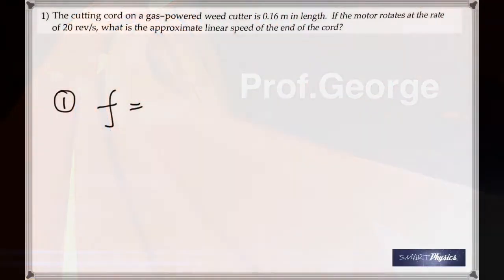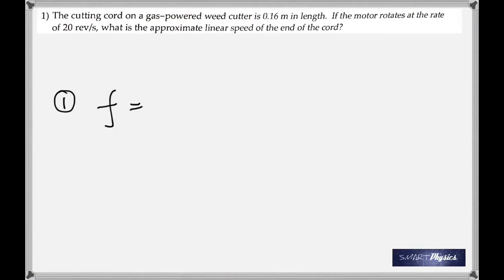Okay, here are the questions and the answers for the review. Exam 3. The first one talks about a gas-powered wheat cutter, 0.16 meter in length, and the motor rotates at 20 revolutions per second. What is the approximate linear speed? Now, the 20 revolutions per second is the linear frequency, f, and you're asked to find the linear speed.